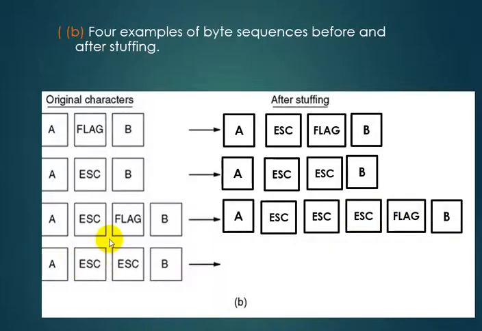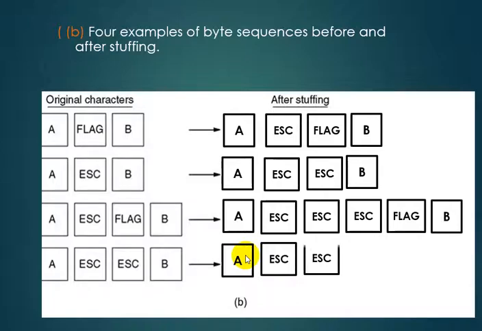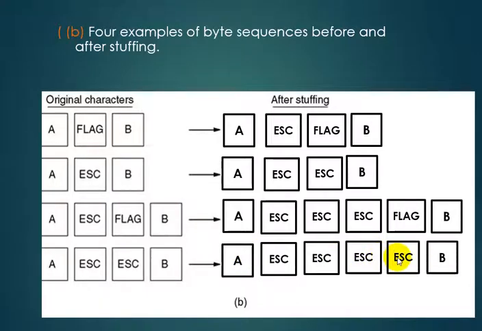So here two escape flags are present. Including A, before the original escape we have to include one more escape here, and before the next original escape we have to include one more escape here. So A, escape, original escape, escape, original escape, B. So in total we will get four escapes. So this is what flag bytes with character stuffing is.